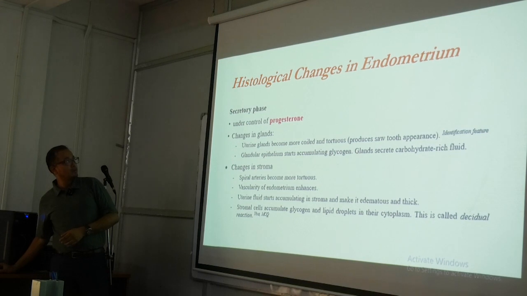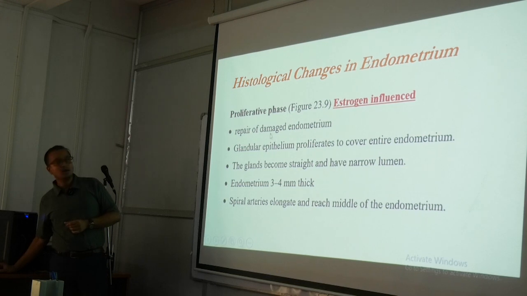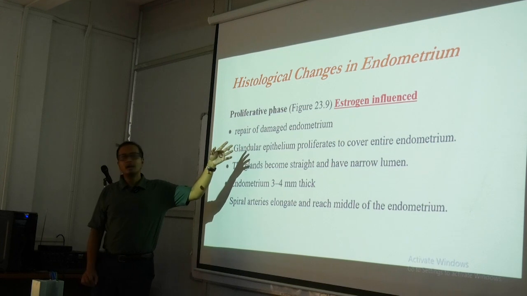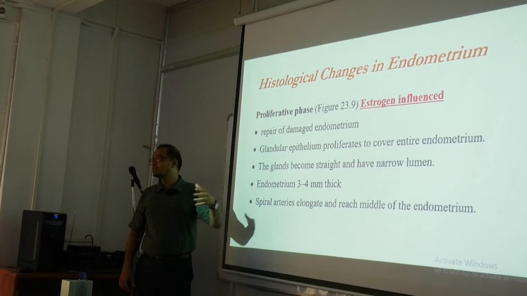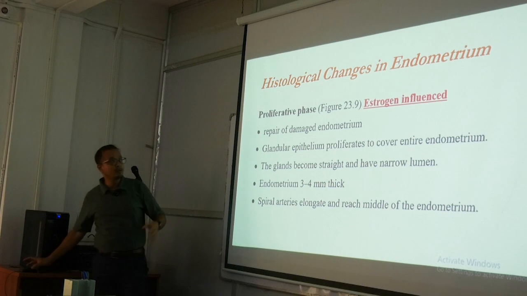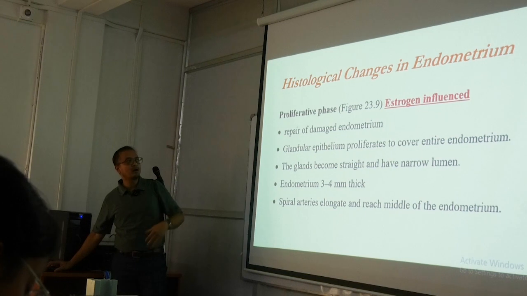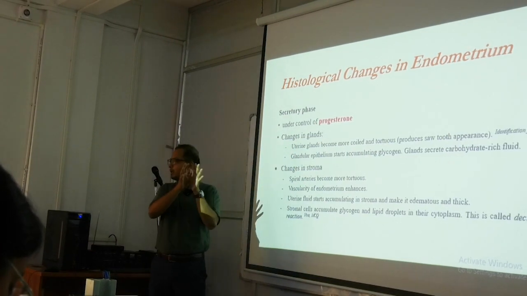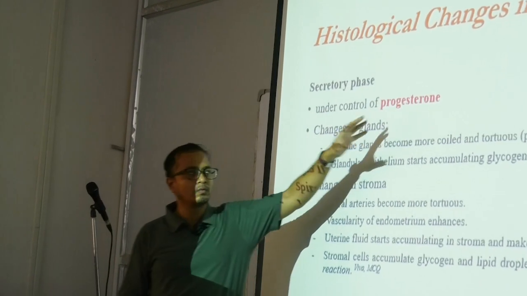So the endometrium is under the influence of these hormones. Initially we have the proliferative phase, which is influenced by estrogen. This is an exam question: they ask which hormone influences the changes in the endometrium in the proliferative phase. The next phase, the secretory phase, has further advanced changes and further tortuosity, and is influenced by progesterone. Both estrogen and progesterone are there, but it is predominantly taken care of by progesterone.